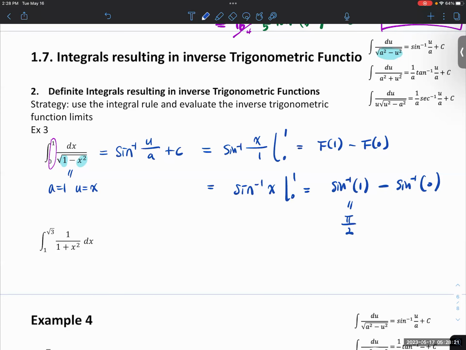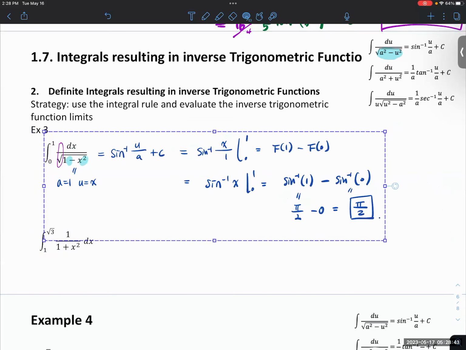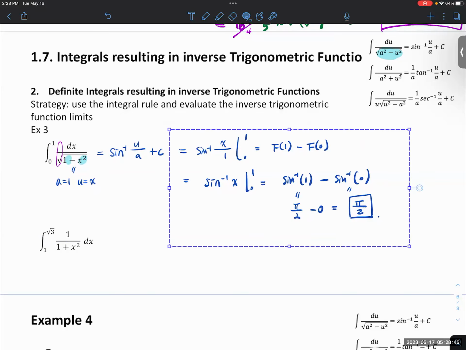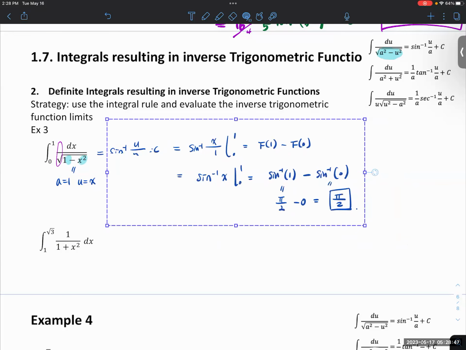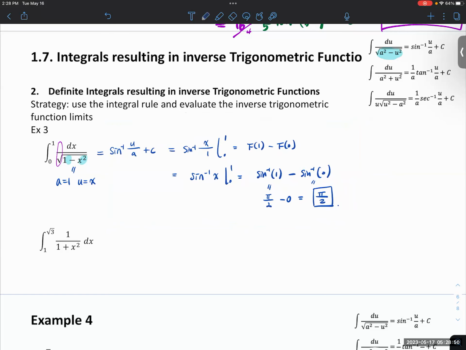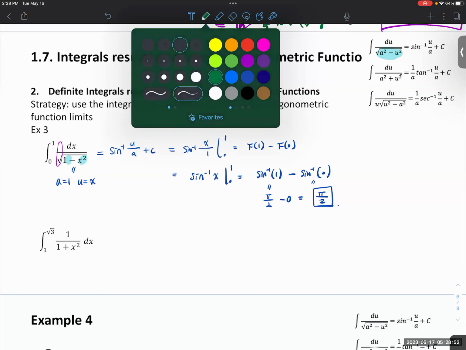If you don't know what that is, go to decimal, you can calculate it as well. This is going to be 0. So the answer is pi over 2. So this is the definite integral resulting in an inverse trigonometric function. It's the same strategy, but then we have a specific interval so that you're going to subtract large minus small. Yes, we got this. So let me bring this one a little bit smaller. Okay, let's take a look at the second question.